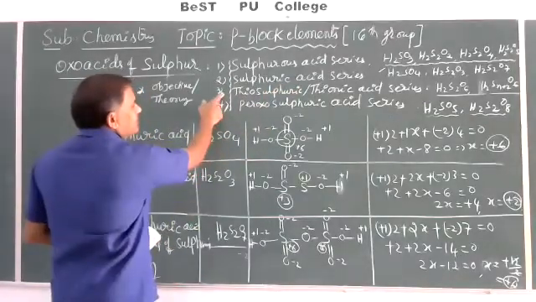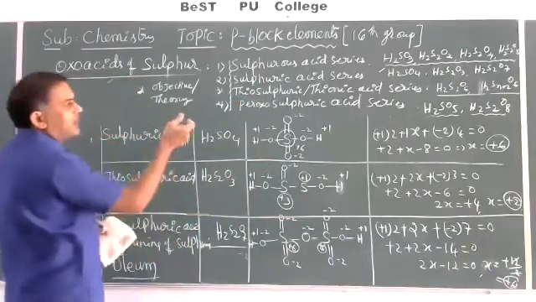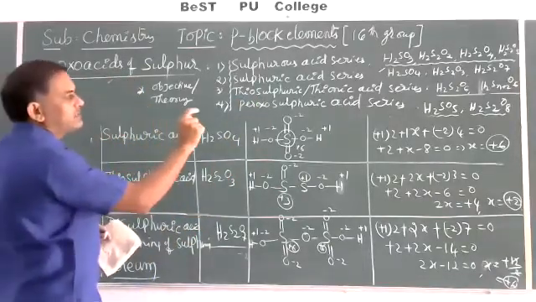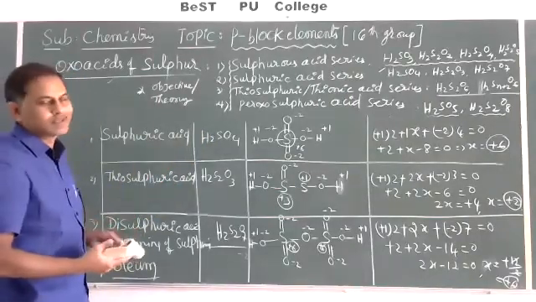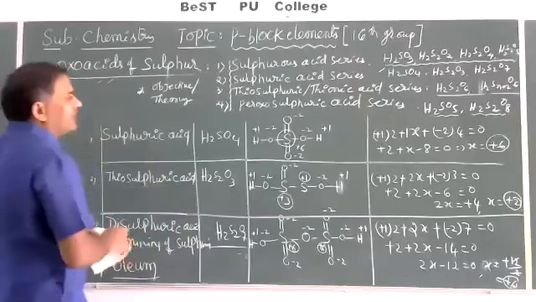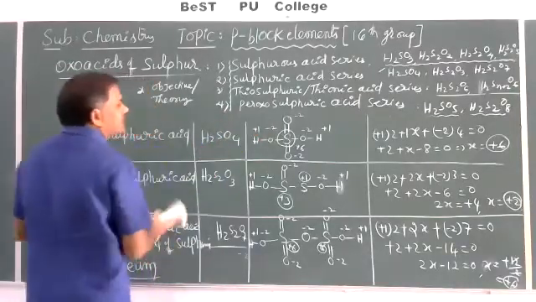Last, the third one is the thionic acid series. Thionic acid is where a sulfur linkage exists, a thio group. Here peroxo means a peroxide linkage is there, where an oxygen-oxygen single bond exists.